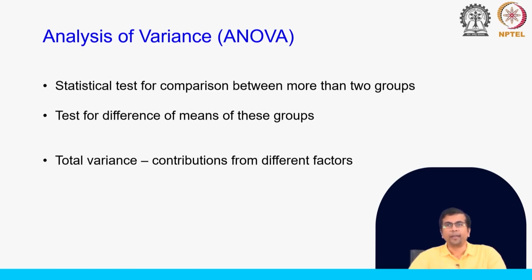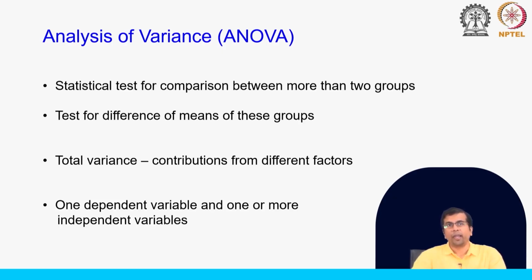And like t-test, what we are doing here, we are looking for difference of means between these groups. In t-test, we are looking at difference between means of two groups. Here it will be difference of means between more than two groups. And what we calculate is something called total variance, which is contribution from different factors. So, without going into the mathematics of ANOVA, we will just briefly understand what we are dealing with, and what kind of insights it can generate for us.